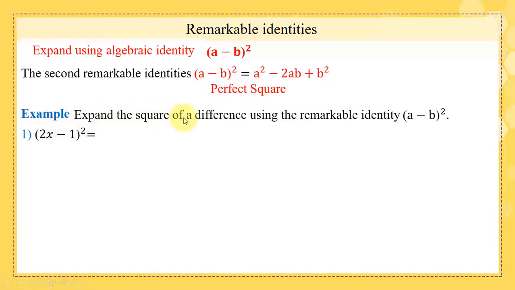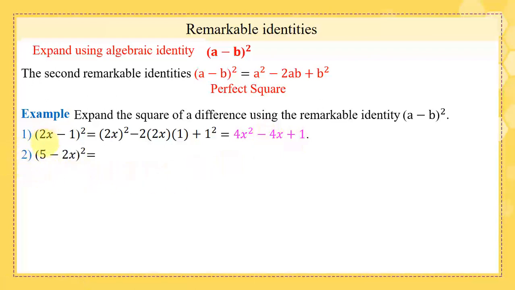Example. Expand the square of difference by using remarkable identity a minus b squared. 1. 2x minus 1 squared. This expression is a perfect square which has a negative sign, so we can apply the second remarkable identity where 2x represents a and 1 represents b. So the answer will be 2x squared, which is a squared, minus 2 times 2x times 1, which is equivalent to 2ab, plus 1 squared, which is equivalent to b squared. Second step, we reduce to get 4x squared minus 4x plus 1.